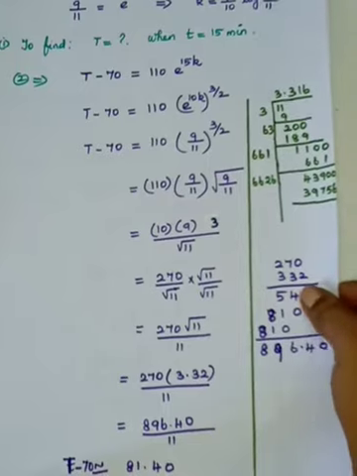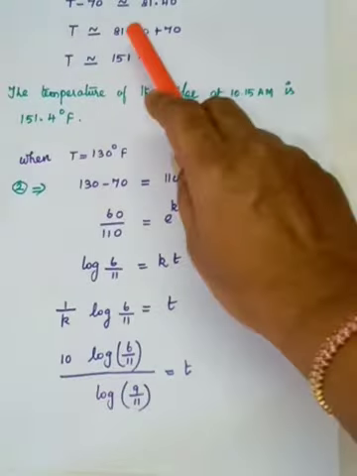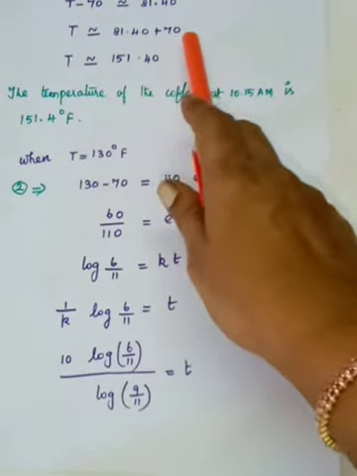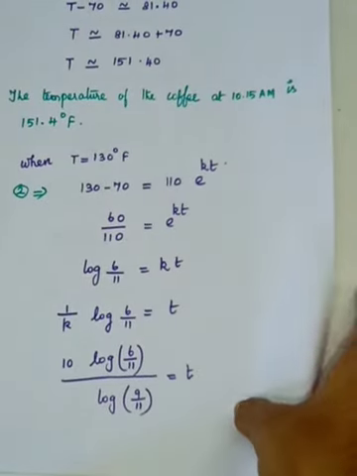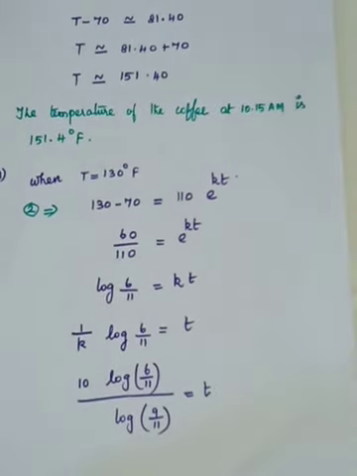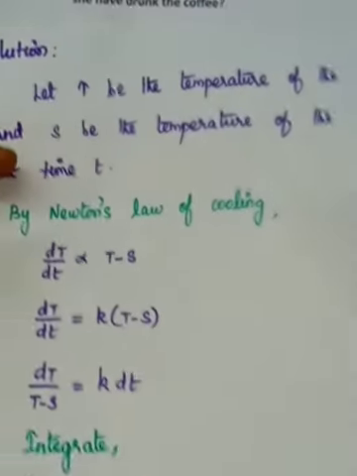Okay, so T is equal to, the minus 70, you have to take it to the other side as plus 70. So if you add these two, it is 151.4. So we can write the temperature of the coffee at 10:15 a.m. is 151.4 degree Fahrenheit. And you see the second subdivision, what is asked?